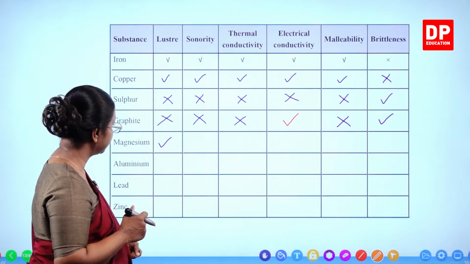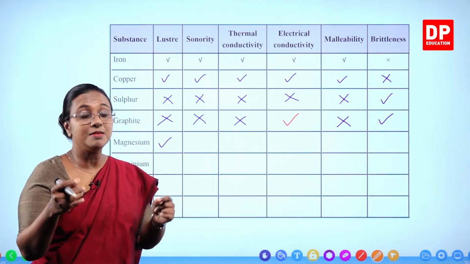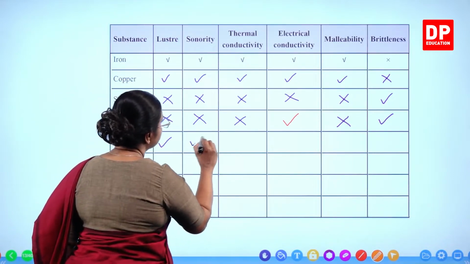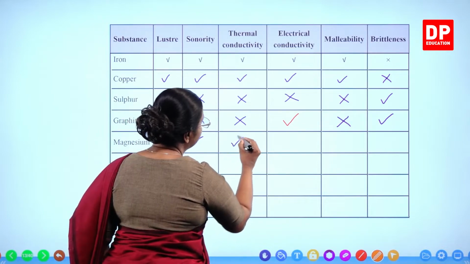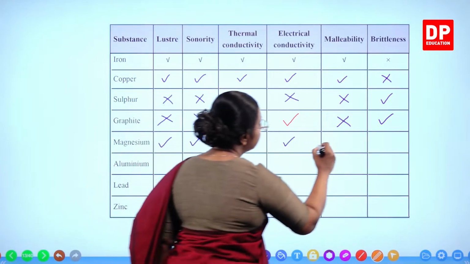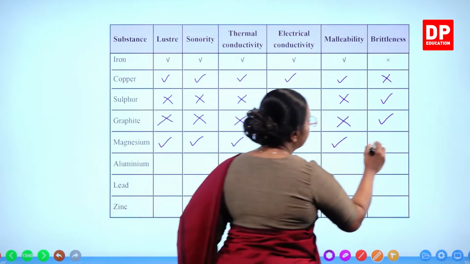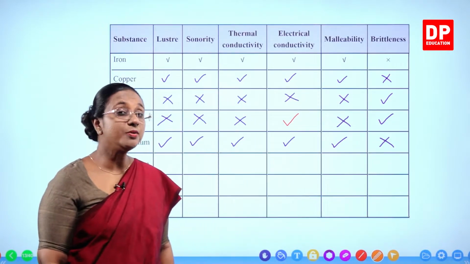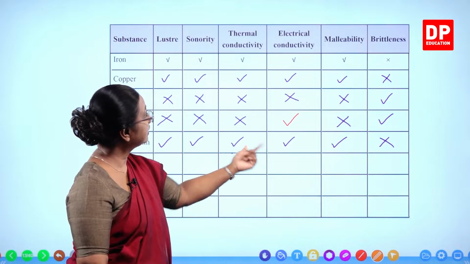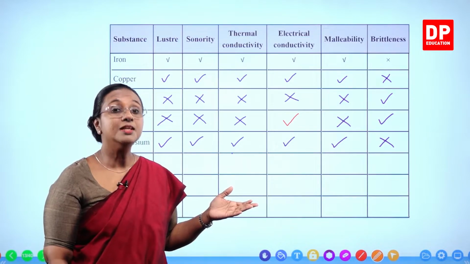So magnesium luster, yes. Sonority, if you drop it, yes, it will give a sound, but not the thin strip. It has to be a thick magnesium plate. So that will give the sonorous sound. It will conduct heat, thermal conductivity is there. It will conduct electricity. It is malleable, that is why it is made into strips. It is not brittle. So now can you understand? Magnesium has luster, sonority, thermal conductivity, electrical conductivity, malleability, and no brittleness. So it has to be a metal.